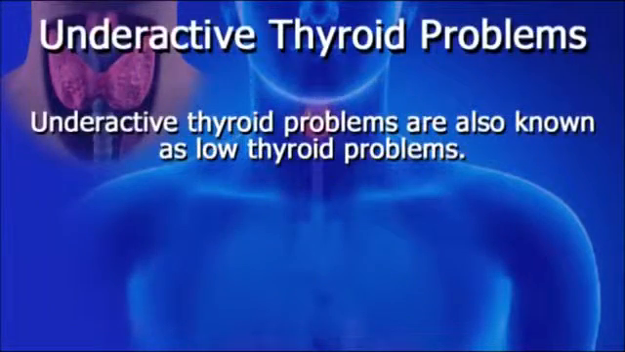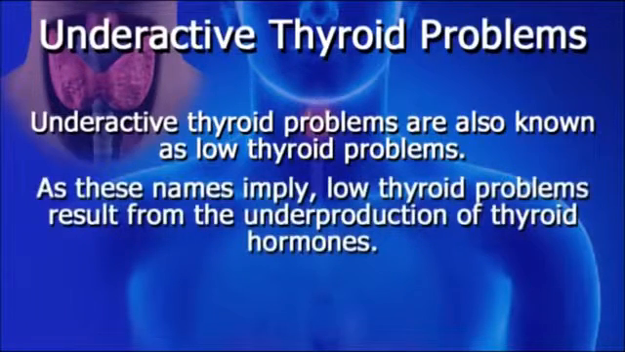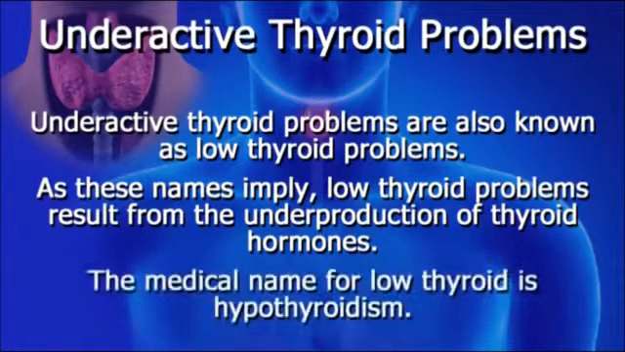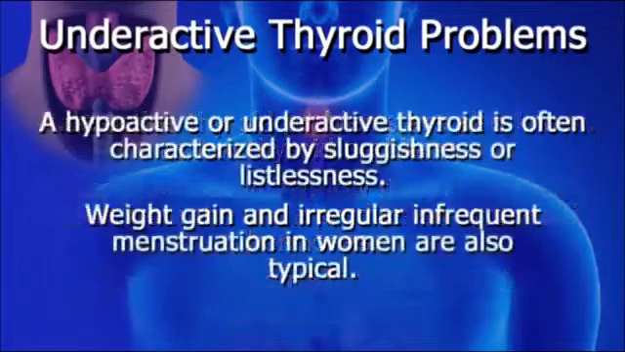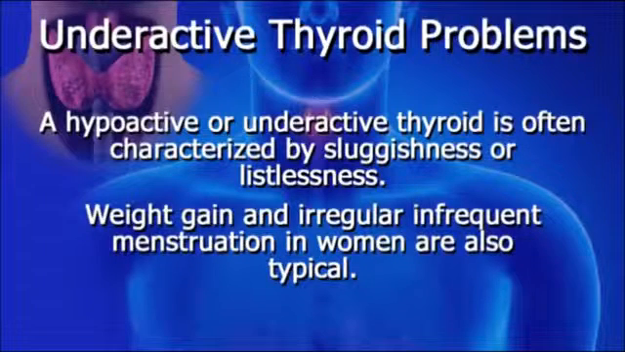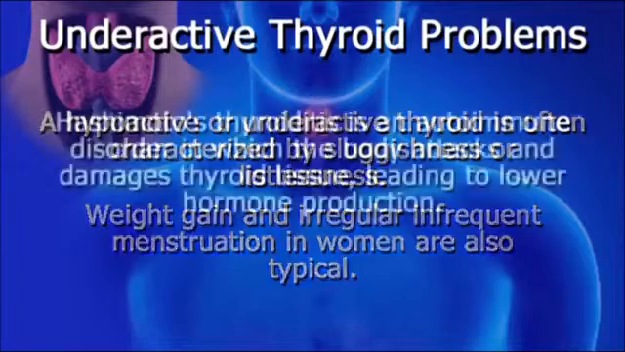Underactive thyroid problems are also known as low thyroid problems. As these names imply, low thyroid problems result from the underproduction of thyroid hormones. The medical name for low thyroid is hypothyroidism. A hypoactive or underactive thyroid is often characterized by sluggishness or listlessness. Weight gain and irregular, infrequent menstruation in women are also typical.